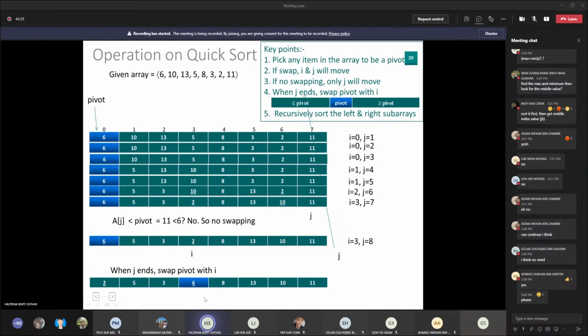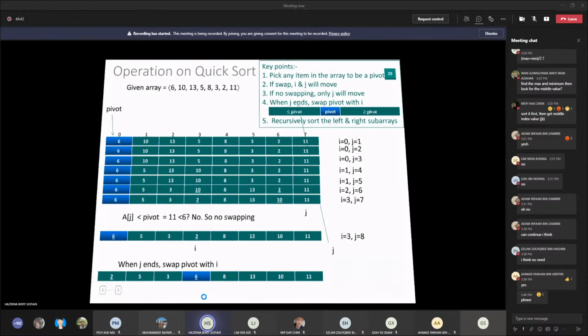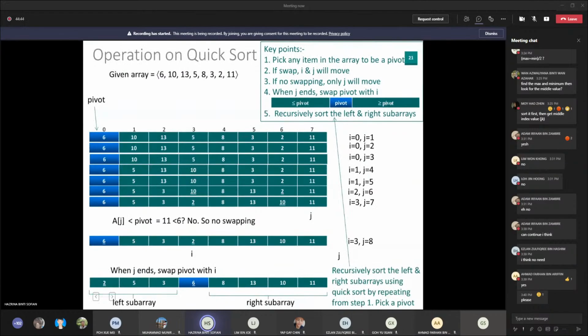So right now we have the left subarray and the right subarray, where we need to recursively sort the left and right subarray using quicksort by repeating from step 1. So pick a pivot. Right now we try to solve the left subarray using exactly the same concept.